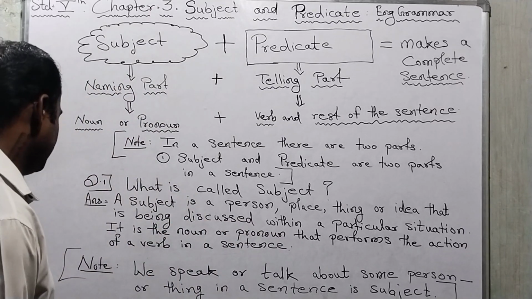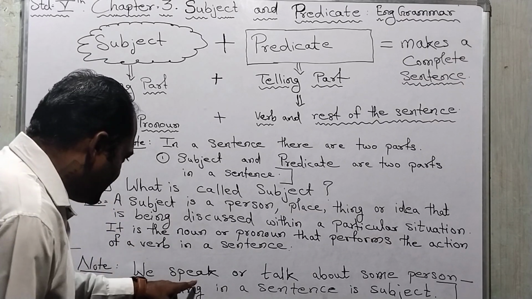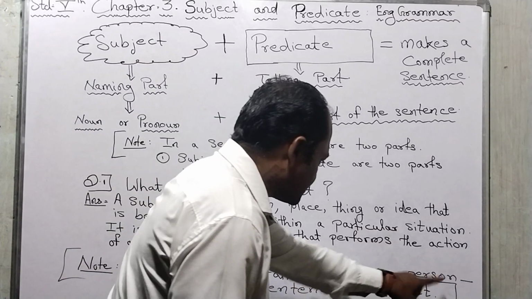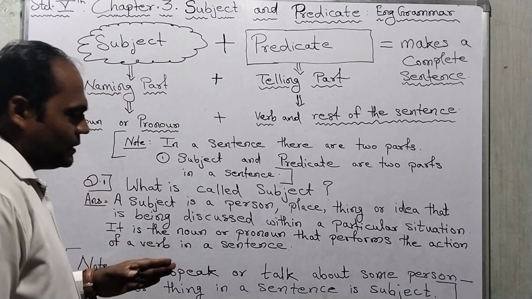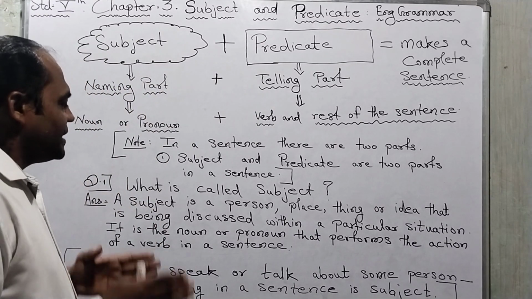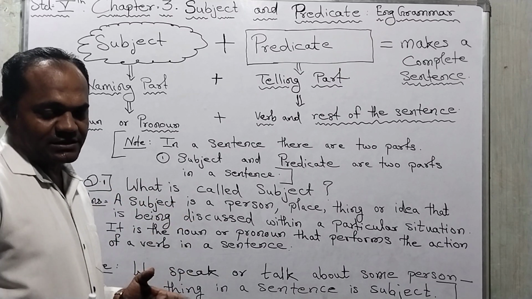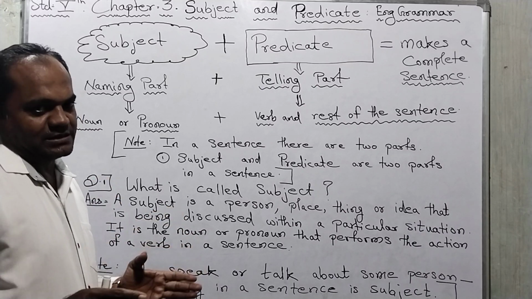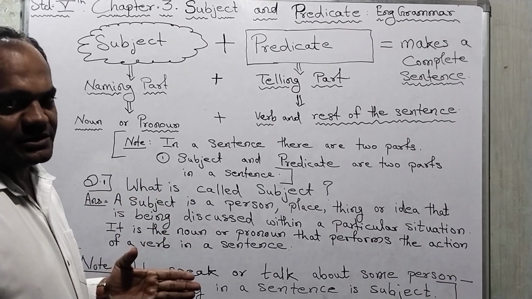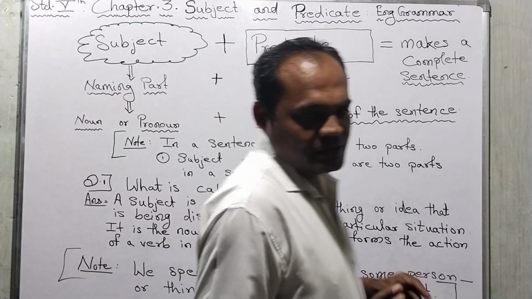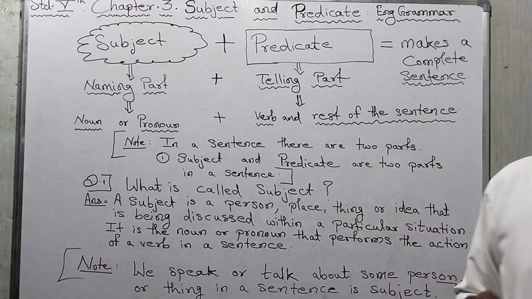Clear? Yes. So now note down this. We speak or talk about some person or thing in a sentence is the subject. That means it tells us that in a sentence the subject is performing some actions. So in a sentence there is a subject which performs some actions. Clear? Got it? So note down in your book and you can take a screenshot also.